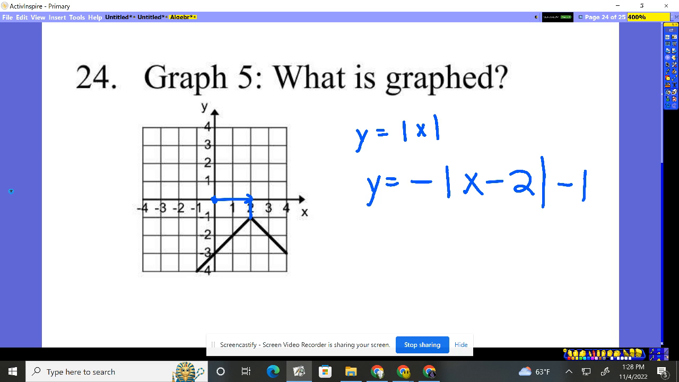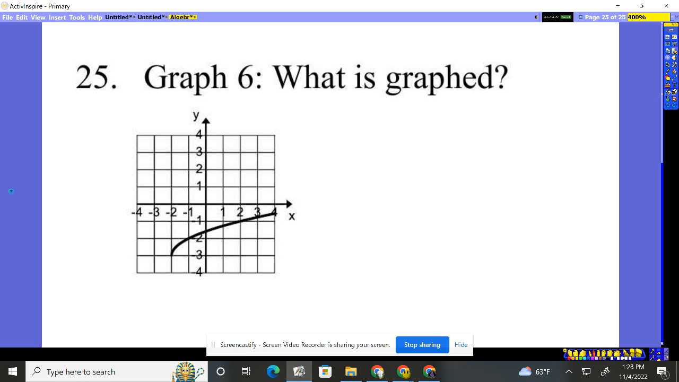The tricky part is inside here with the x, it'll always be the opposite of what you think. If it goes over to positive 2, that means you subtracted 2. If it goes left 2, you added. So it is the opposite, but that's true with every one of these.